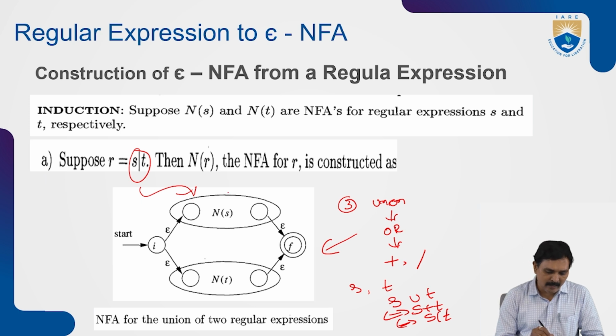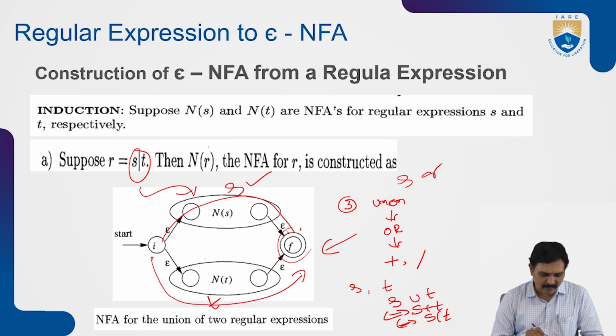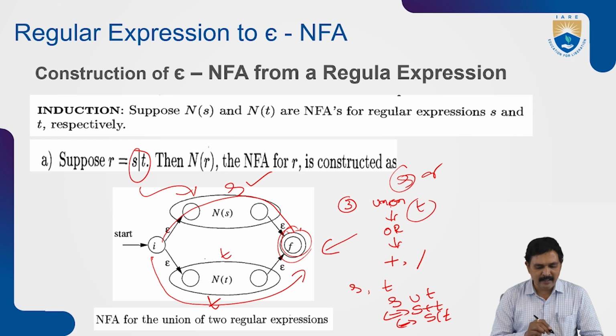Here is the diagram of S. This is the diagram of T. Between them, you go in this direction: you read S and finish it. Then one more direction: you go this way, reading T, and end with the final state. So this is the regular expression diagram for S or T.